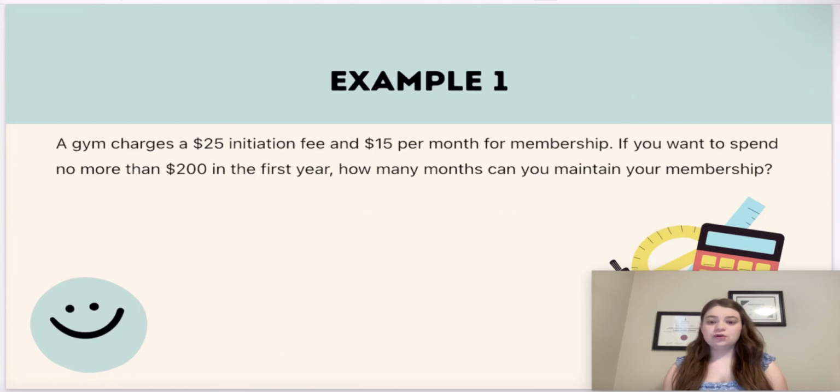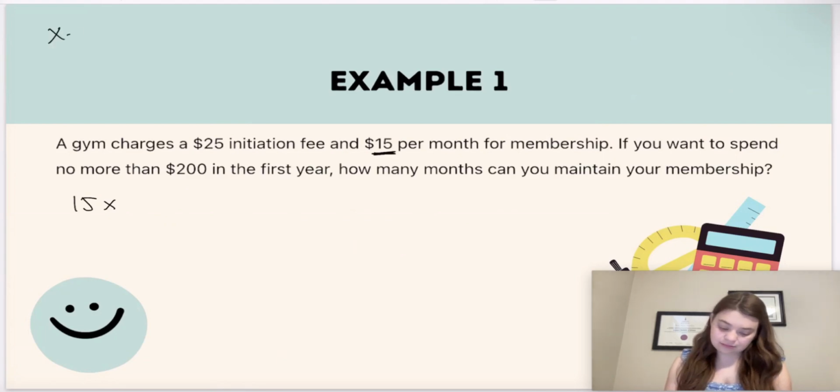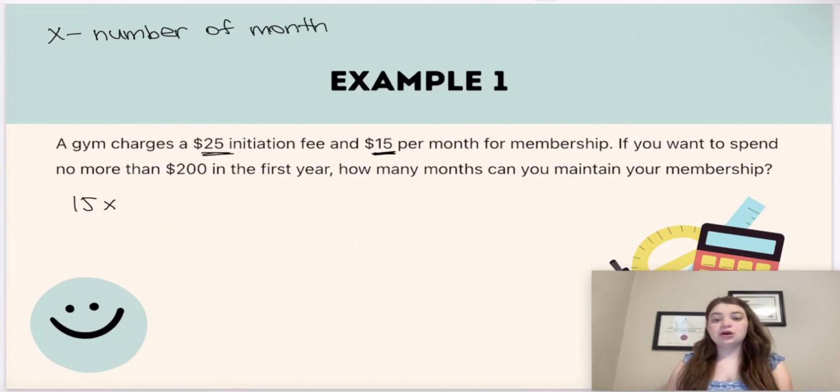All right, so basically, first I'm going to write an expression for how much the gym would charge in total. So in total, the gym would charge 15x, right? Because that's $15 per month. So let's let x be the number of months. And so the cost of that would be 15x, plus there's a one-time $25 charge for the initiation. So plus 25. And so this expression, 15 times the number of months plus 25, is going to give us the total cost of maintaining that membership for x months.